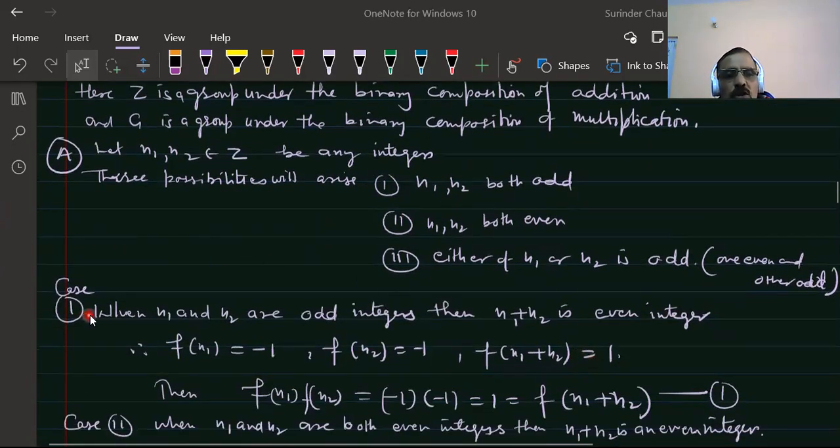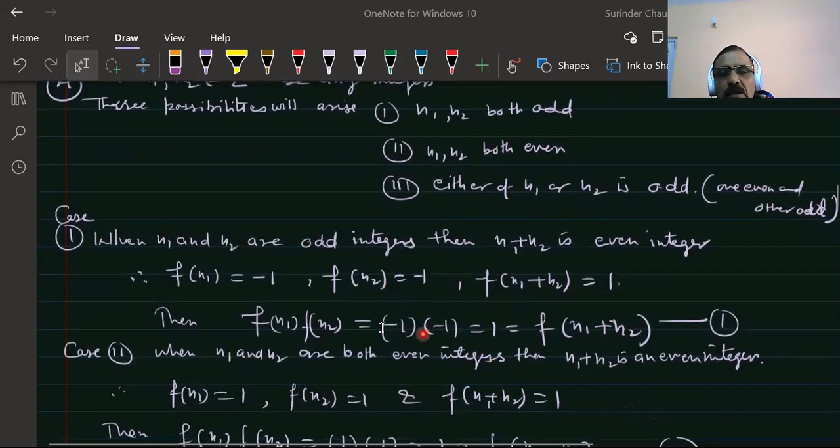The first case is when n1 and n2 both are odd integers, then the sum is an even integer. So if n1 is odd, f of n1 is equal to minus 1 by definition, f of n2 is equal to minus 1, but f of n1 plus n2 is equal to 1. So f of n1 into f of n2 is equal to minus 1 into minus 1, equal to 1, which is equal to f of n1 plus n2. This implies f is a homomorphism if both n1 and n2 are odd.